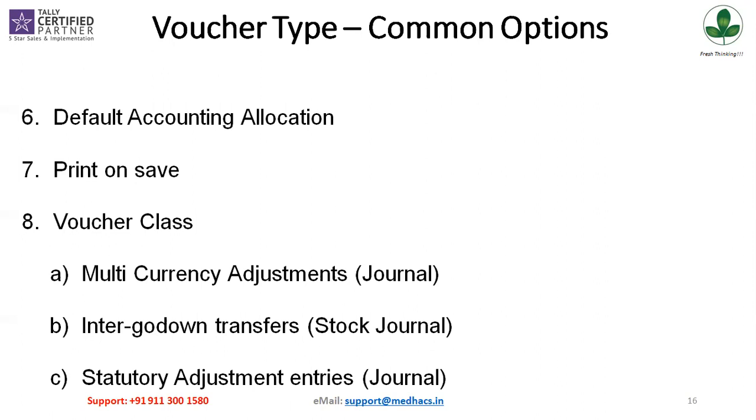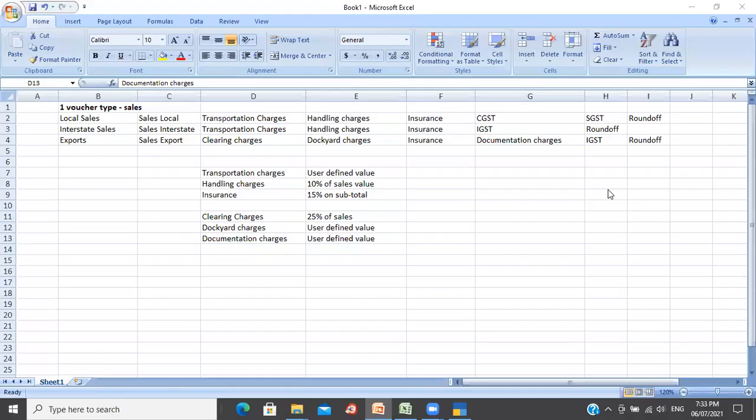Then the inter godown transfers. Typically Tally supports multiple godowns. If you have multiple godowns and you are transferring material from one godown to another godown, you could use the stock journal to do that. So that we'll just see. The multiple godowns I'll take in a different session, but still let me give you a glimpse of how you could do that.